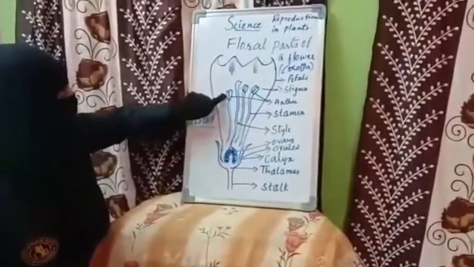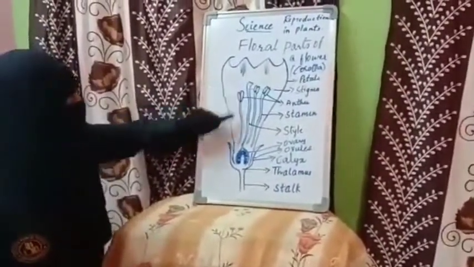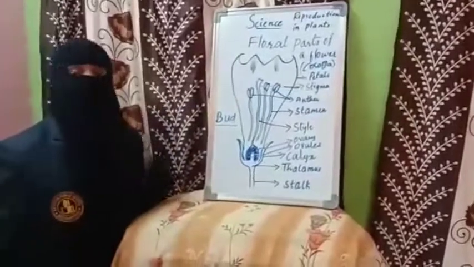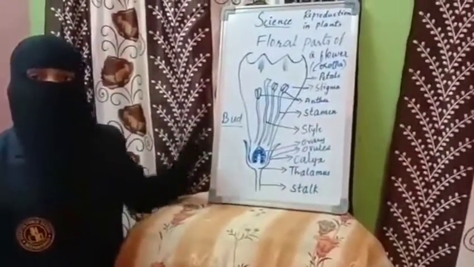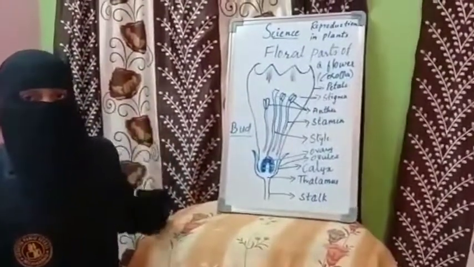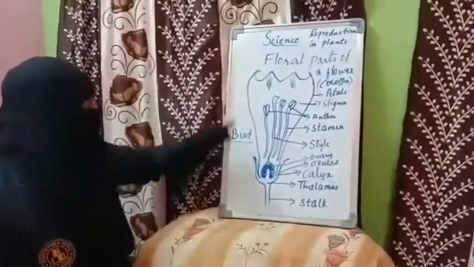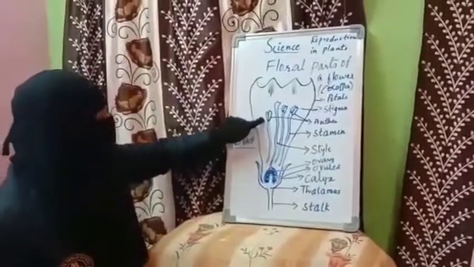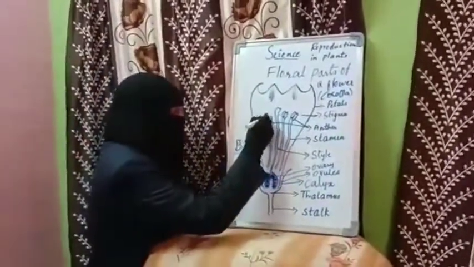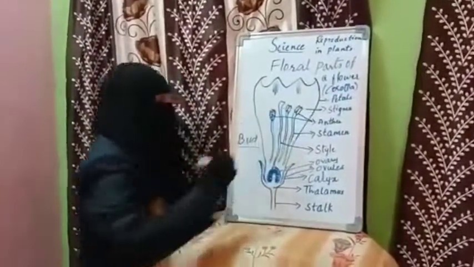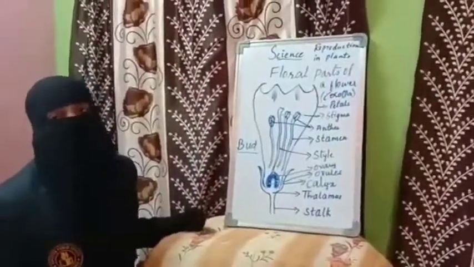Here is the filament, and this is the anther sac. These stamens are the male reproductive organs of a flower. Stamen consists of two parts: the filament and the anther. The anther contains grains, and those grains are called pollen grains.